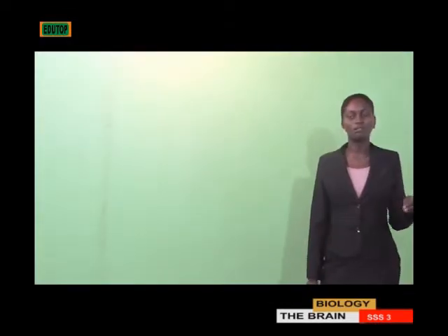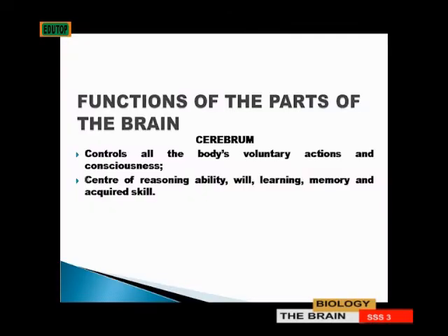Now we move on to talk about the functions of the parts of the brain. I mentioned various parts, but now I want to talk in detail about the functions of these parts. The first is the cerebrum. Note the cerebrum is in the forebrain, while the cerebellum is the one that is in the hindbrain. So we'll talk about the cerebrum first.